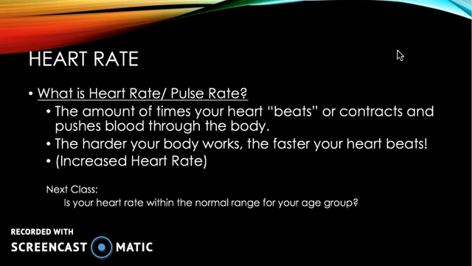There are different ways to check your heart rate or your pulse rate. The most common ways, which we'll go over today, are checking your pulse through your wrist or through your neck.